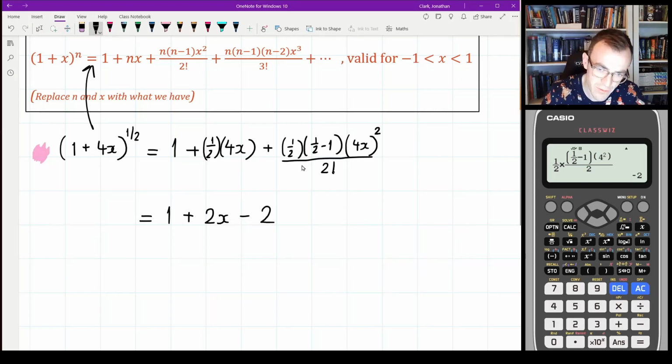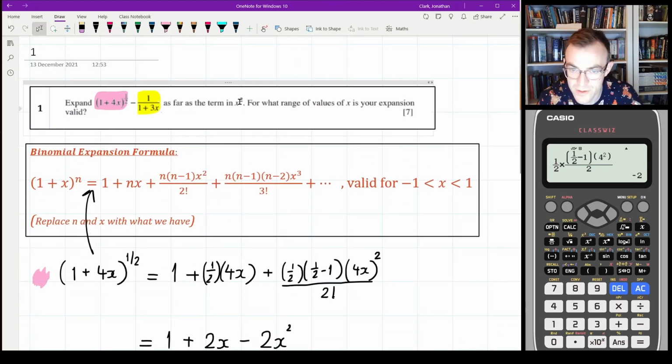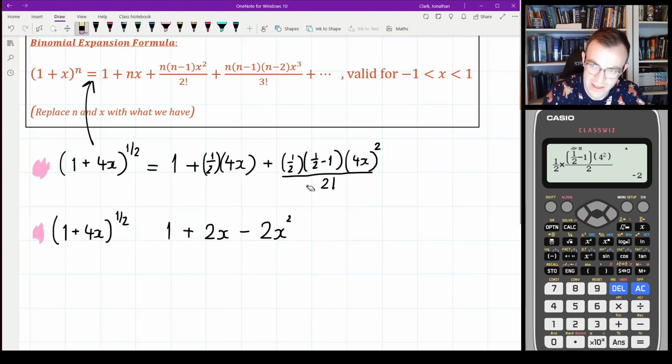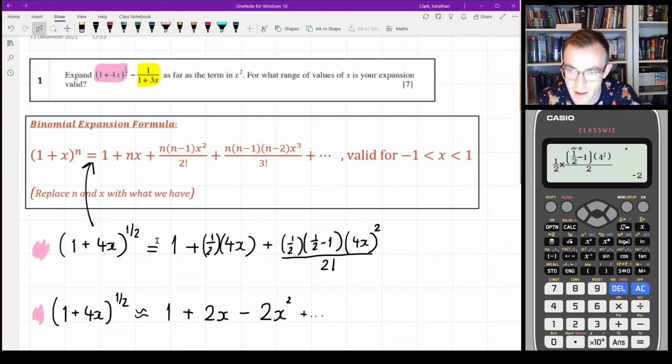I don't need to go any further than the x squared term here. They did state that in the question. There we go. So there's my first bit. Since I've truncated it, I'm going to put a little wiggly equals. This is what I've got so far. There technically are additional terms, but I haven't worked them out.